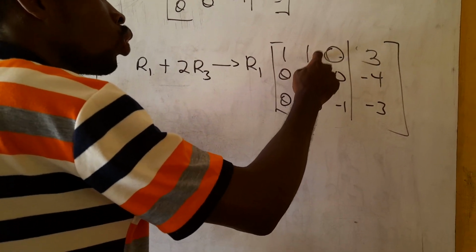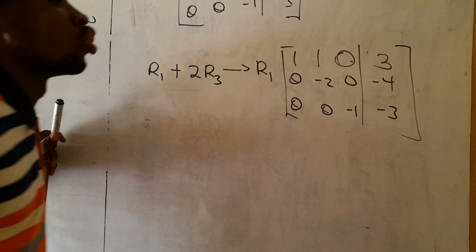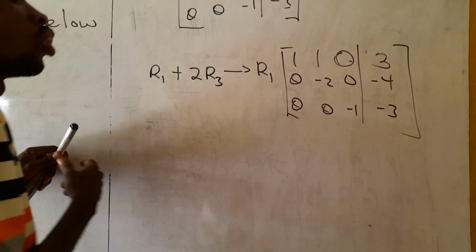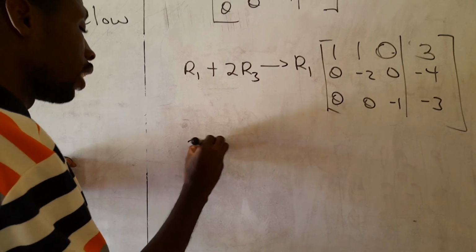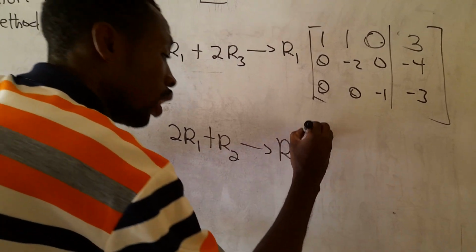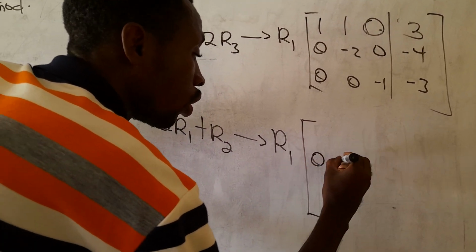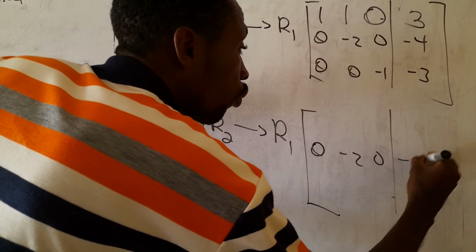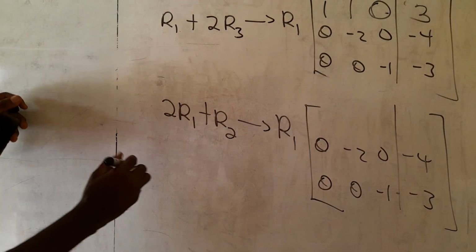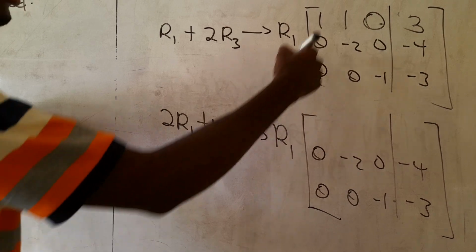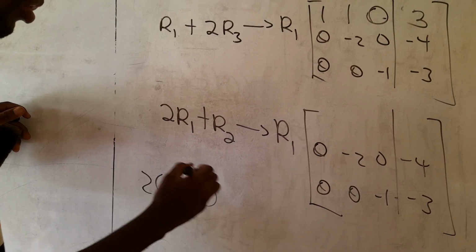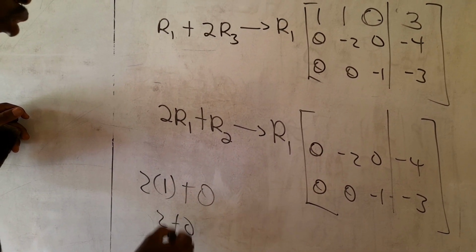The next thing is we make this one 0. This one, the entry. So, if I multiply this also by 2 and I add it to this, I'll get 0. So, how do I do that? I'll say 2 times R1 plus R2 should go into R1. So the second and the third column will not be affected. So 0, negative 2, 0, negative 4, 0, 0, negative 1, negative 3. Only the first will be affected. So let's go. 2 times, what's our R1 here? Our R1 there is 1, plus R2, 0. So 2 times 1 is 2. 2 plus 0 will be 2. So 2 here.